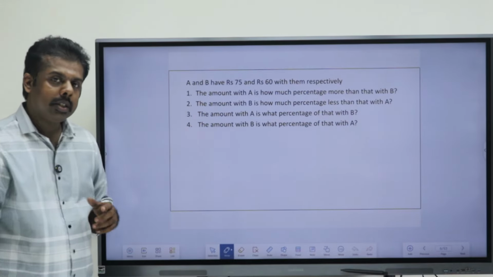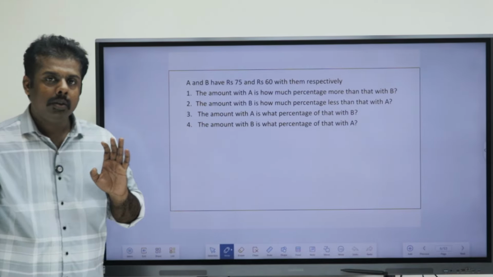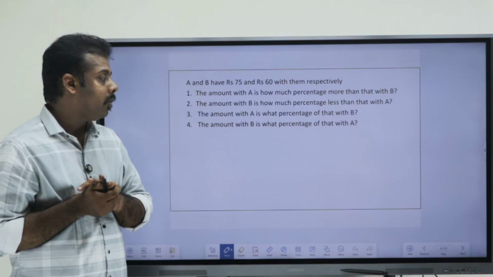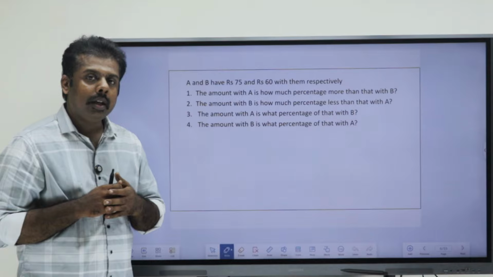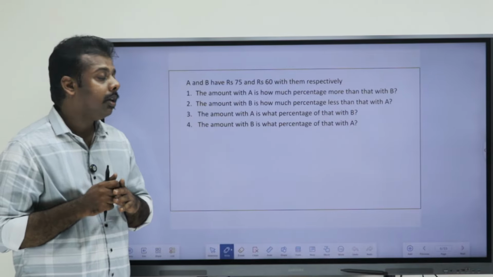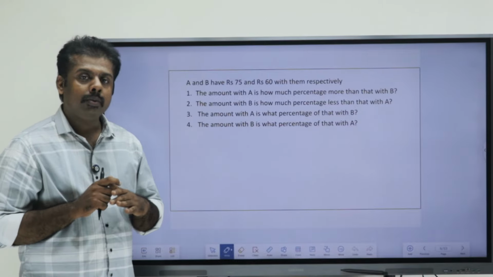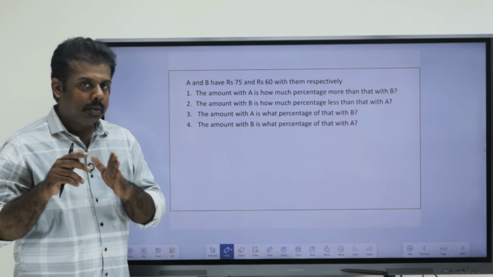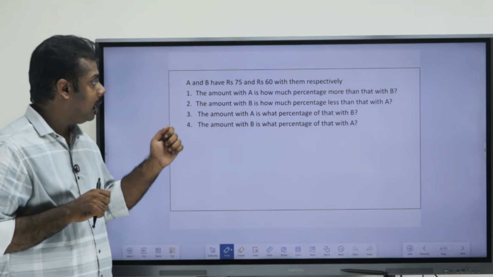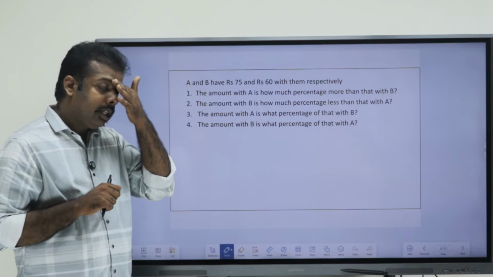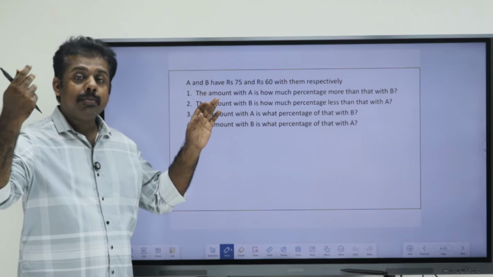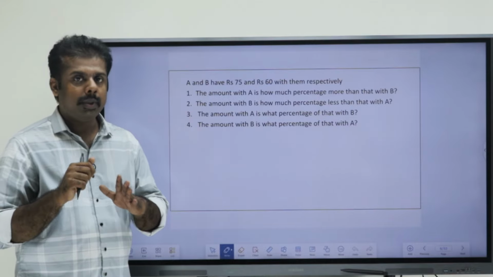Okay. So now we are going to just discuss some of the important questions that we need to know with regards to percentage. Okay. So first question as we are going to discuss. So they have given a data that A and B have rupees 75 and 60 with them respectively, and they have asked 4 questions. So we are going to discuss each question one by one. Okay. So the first question, what is being asked, the amount with A is how much percentage more than that with B. Okay. So the amount with A is how much percentage more than that of B is being asked.